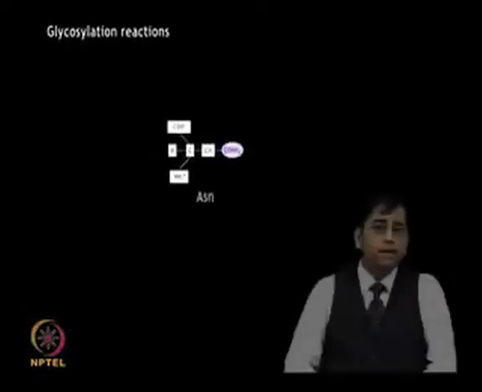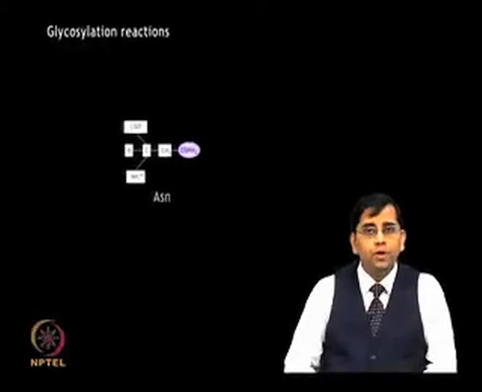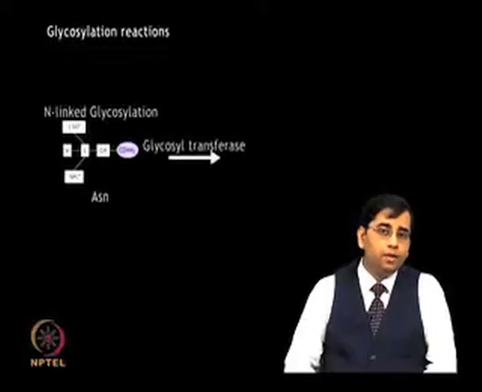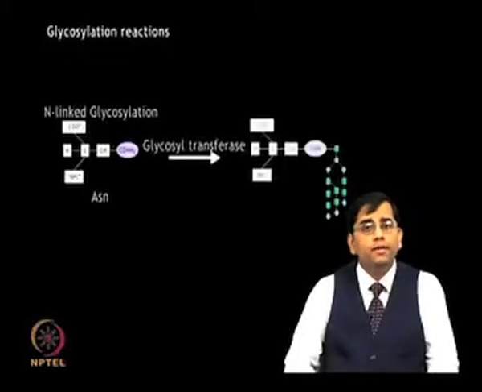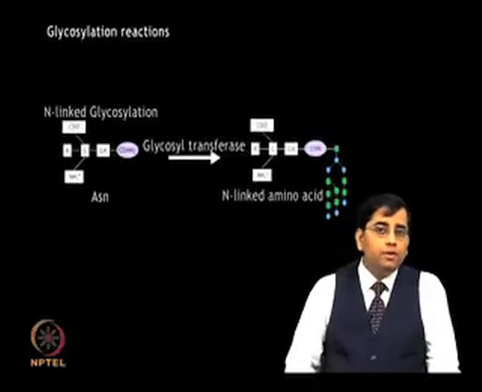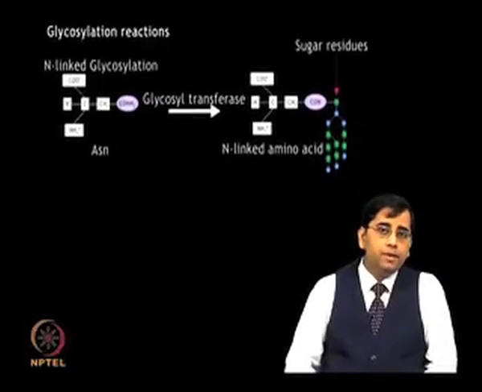Depending on the linkage between the amino acid and the sugar moiety, there are 4 types of glycosylation: N-linked glycosylation, O-linked glycosylation, C-mannosylation and glycophosphatidylinositol anchored GPI attachments.